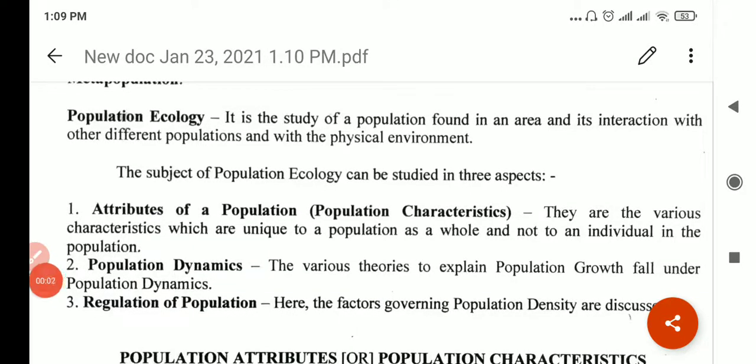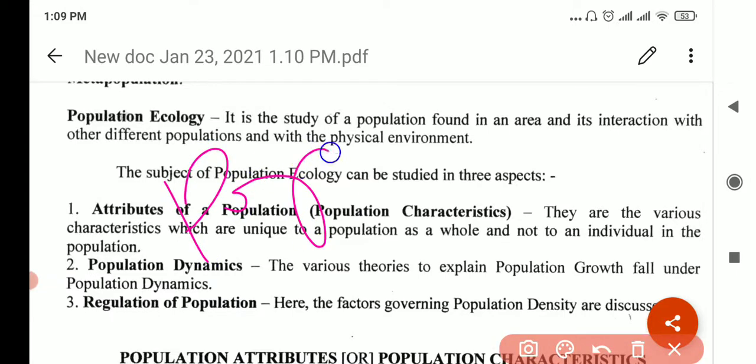So now the heading of the entire unit is population ecology. So what is this population ecology? You know what a population is, right? And you know what ecology is. So population ecology is the study of the population found in an area, and how they interact with the other populations and with its environment.